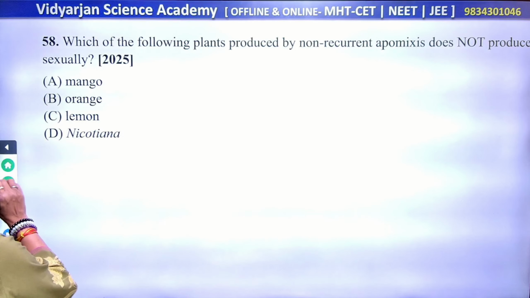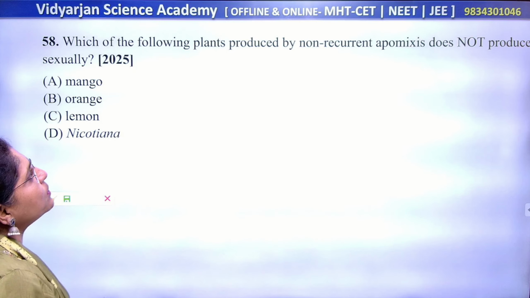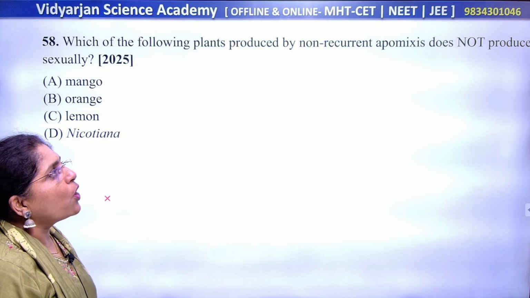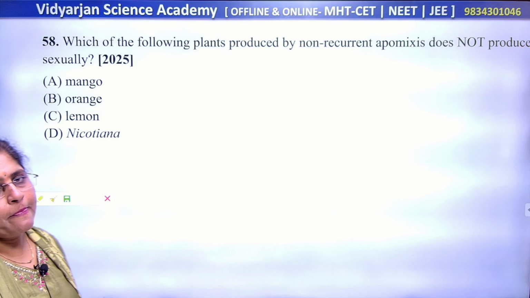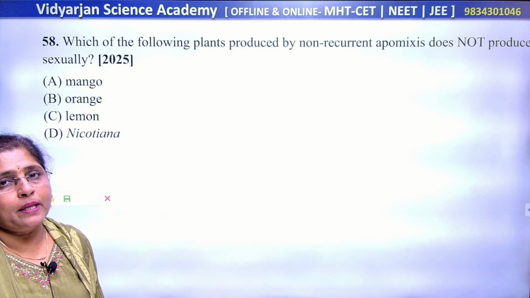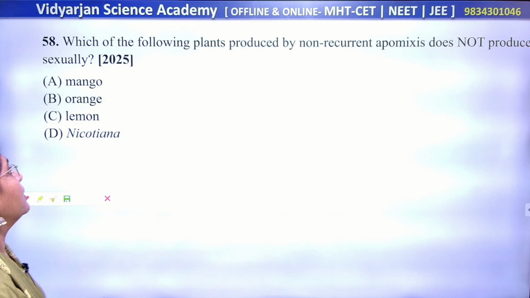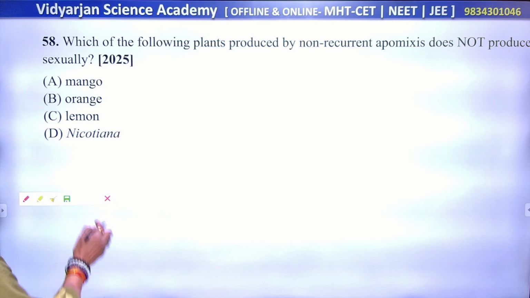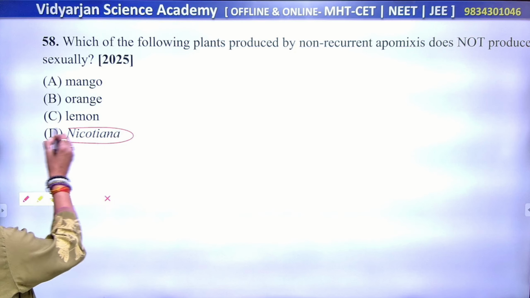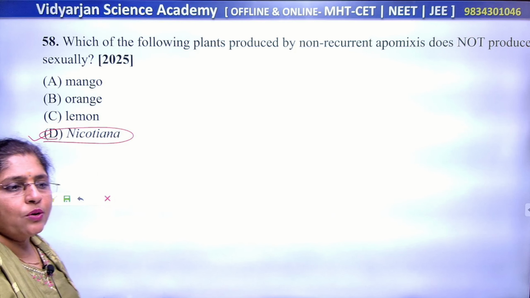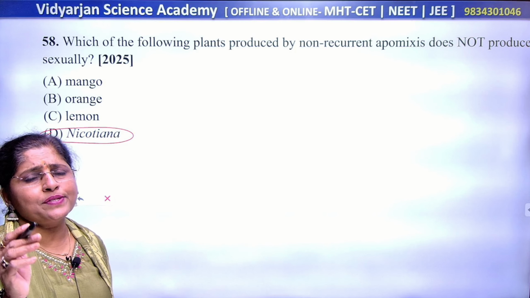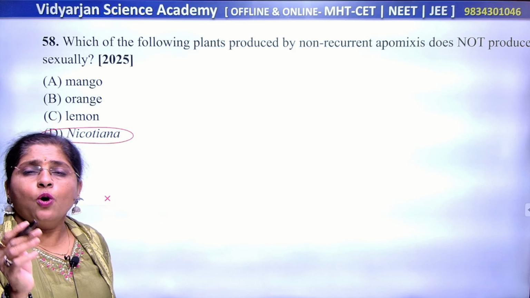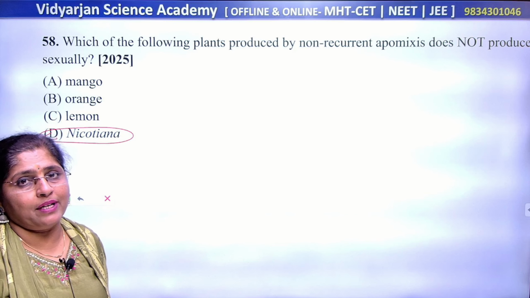Next, question number 58. Which of the following plants produced by non-recurrent apomixis does not produce sexually? So you will be remembering these examples very perfectly, what are given here. Mango, orange, then lemon and nicotiana. So D is the correct answer. Please note down the examples very perfectly. These are very, very simple. You have to remember only examples, but remember very perfectly.